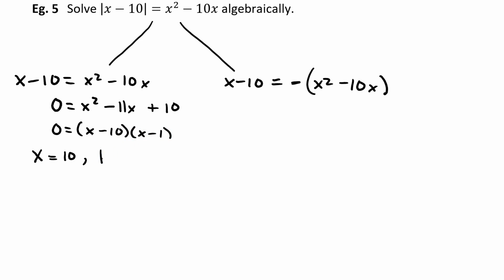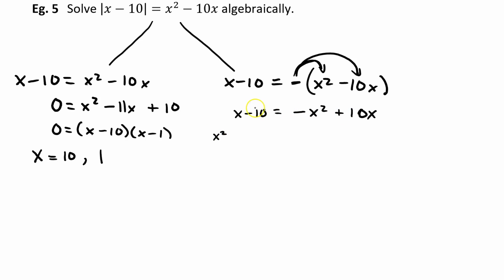So we need to check those because we don't have a visual graph to help us out. But before we do that, why don't we go over to this side? Now don't forget, we need to distribute this negative to both terms. So x minus 10 equals negative x squared plus 10x. I want to keep it positive, so I'm going to bring this x squared over to this side. So I get x squared.